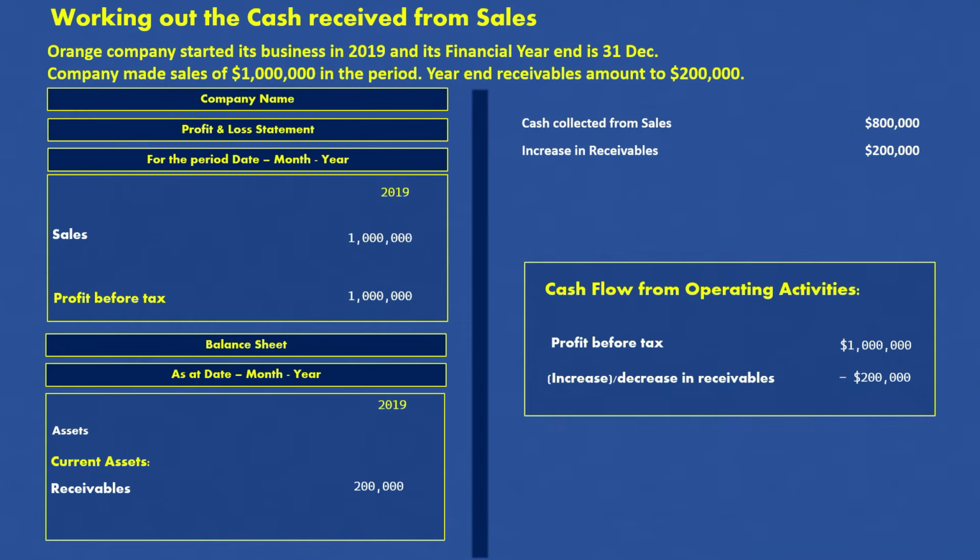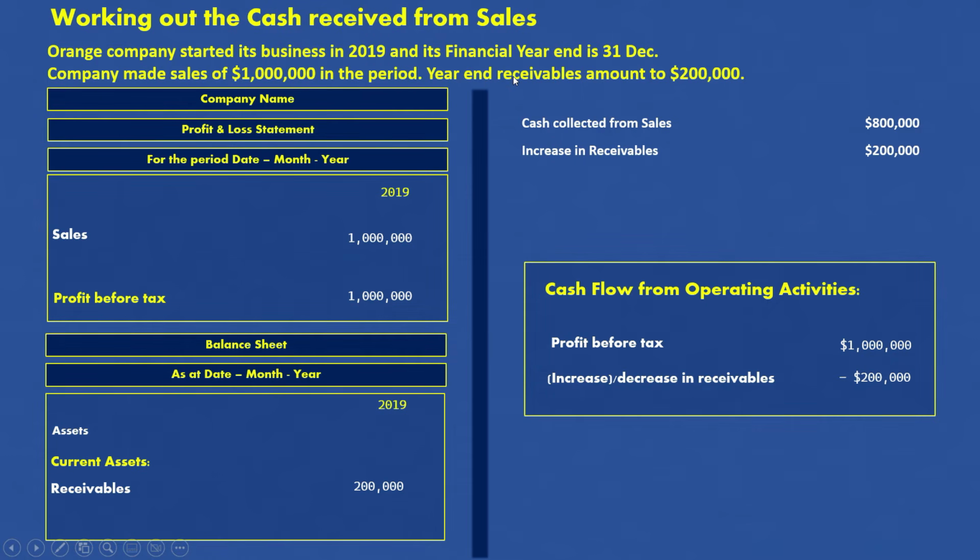Now this is a very simplified scenario where we only have sales, but in reality in the profit and loss statement there is cost of sales as well, and there are other expenses as well. So when all of that data comes together, things get quite complex, but this approach will remain the same. We will begin with the profit before tax, we will add back the decrease, or if there is an increase we will deduct that, and we will assume that this working is automatically taking me to the right place, that is cash received from sales.